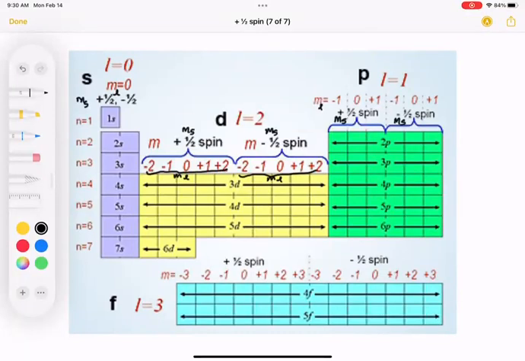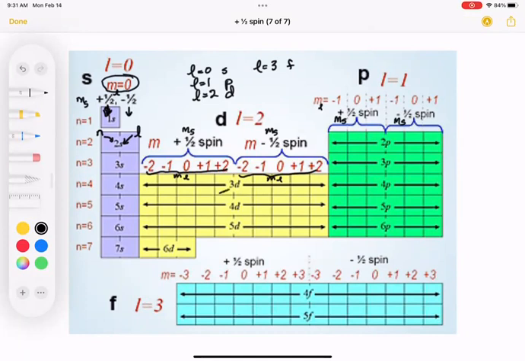Basically, the numerical value here represents your principal quantum number N. The letter represents L, because if L is 0, it is an S. If L is 1, it is a P. If L is 2, it is a D. If L is 3, it is an F. Then the M sub L is based off of the L. And then you can have a plus 1/2, which will be for, in this case, period 1, or group 1. Group 2 would be a negative 1/2 spin.